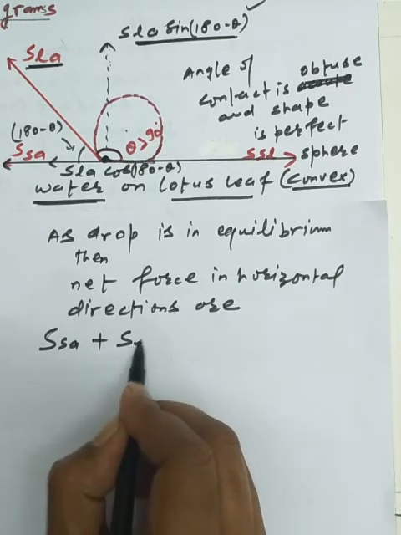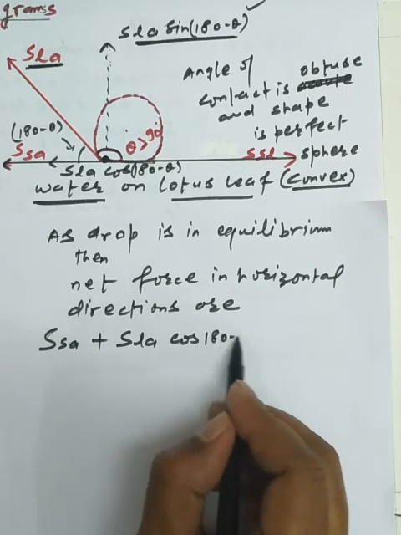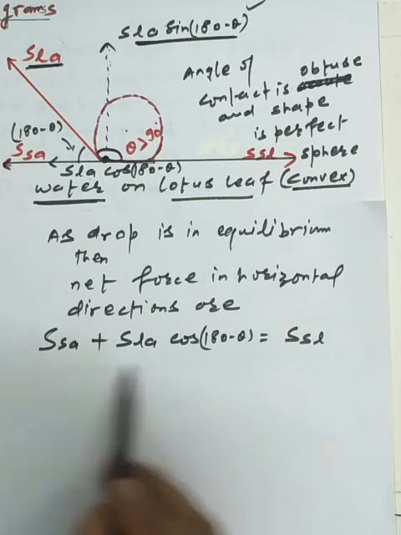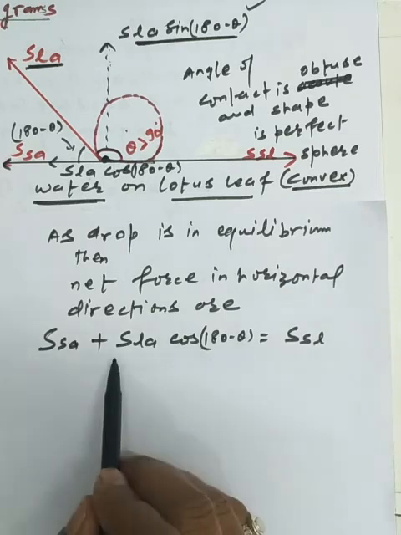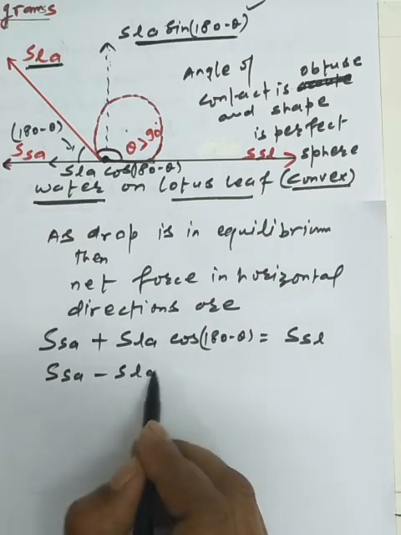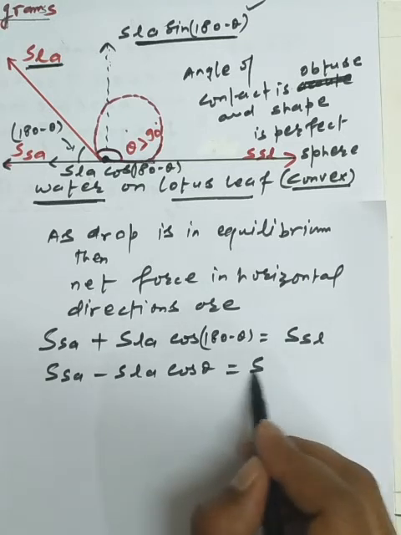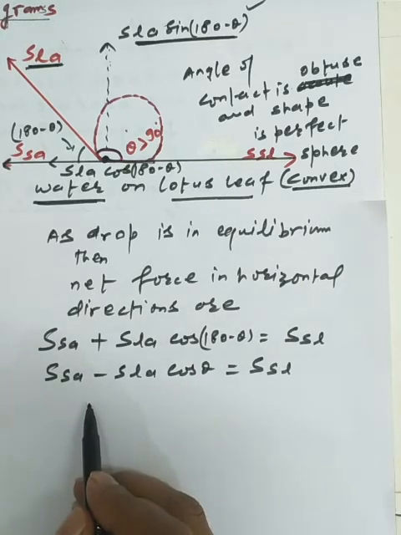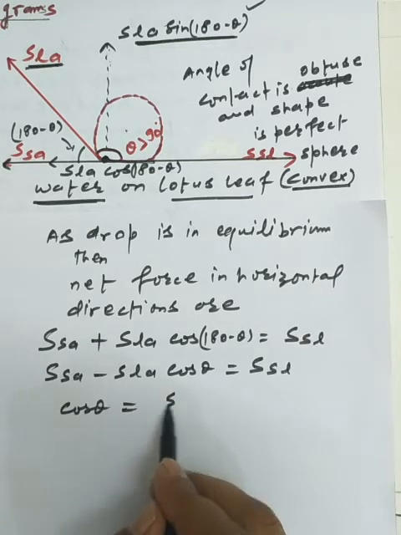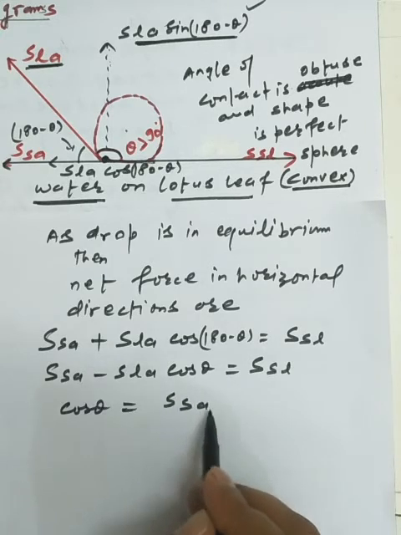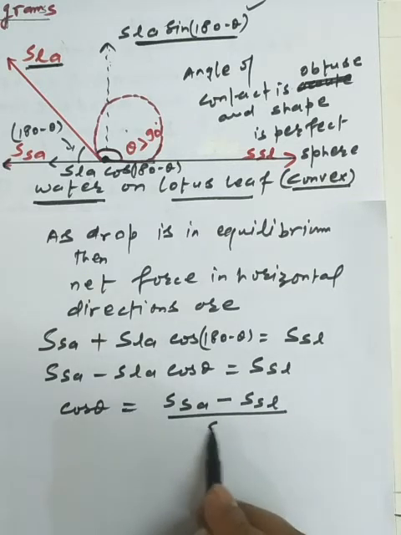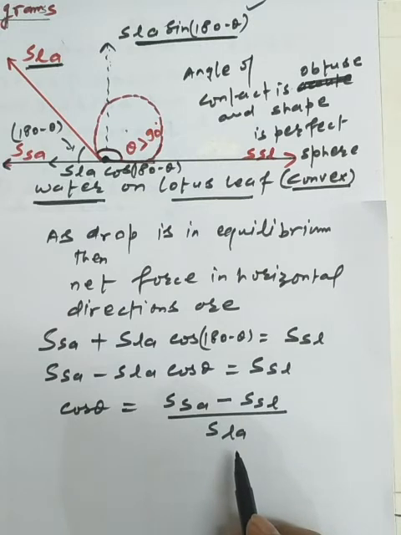S_SA plus S_LA cos(180 minus theta) is equal to the surface tension between the solid-liquid interface, S_SL. Cos(180 minus theta) is equal to minus cos theta, so S_SA minus S_LA cos theta is equal to S_SL. Cos theta can therefore be stated as (S_SA minus S_SL) divided by S_LA. This is the general formula we have.